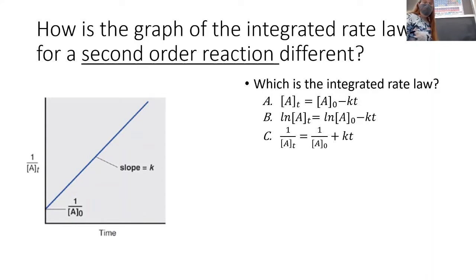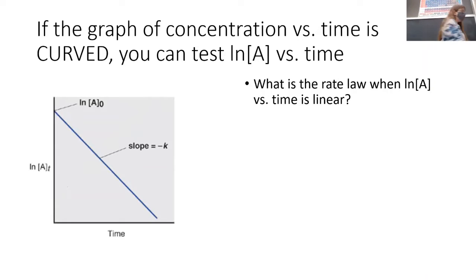Okay. And then finally, if the graph of concentration versus time is curved, so in lab this week, you're going to be collecting some data. If it's linear, you know it's zero order, but if it's not, then you're going to test the concentration versus time, the natural log of the concentration versus time. If that turns out to be linear or a straight line, what does that tell you? What order would it be?